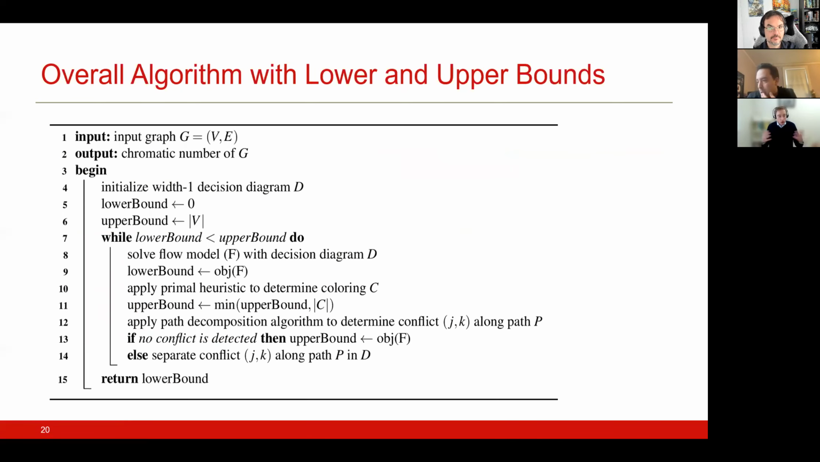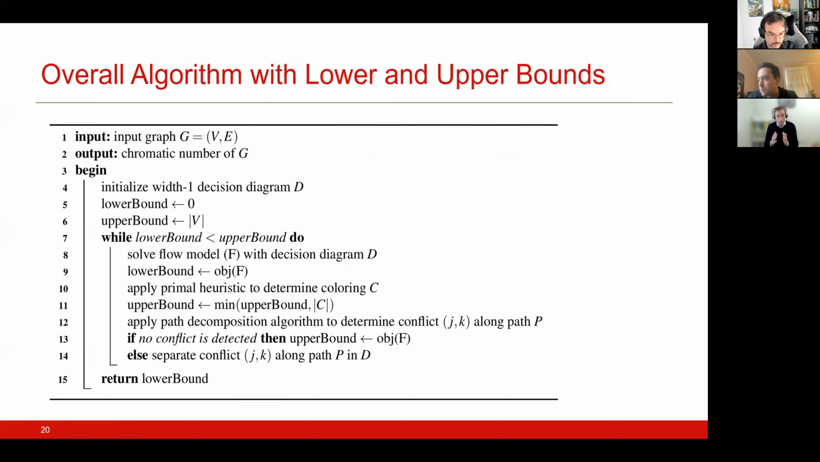So how do we put this all together? We start with width one. As I discussed just before, I have some ways to start with a slightly bigger decision diagram than a width one decision diagram, but in principle we continue iteratively refining the diagram, updating the lower bound, and applying a primal heuristic to find possibly an increasingly better upper bound. We continue doing this until we have no more conflicts in our path decomposition.